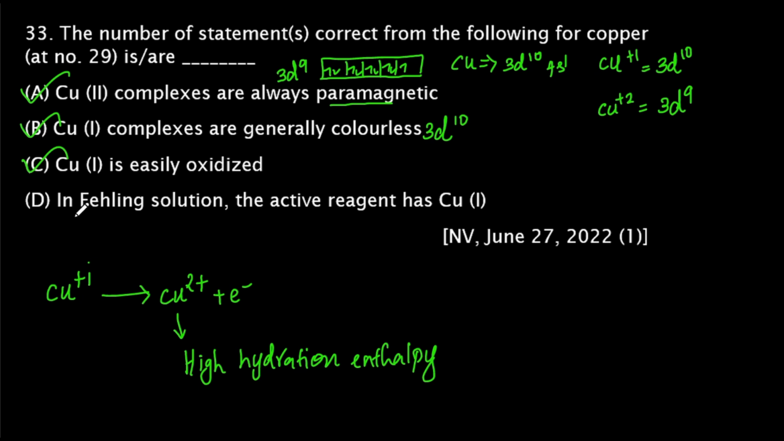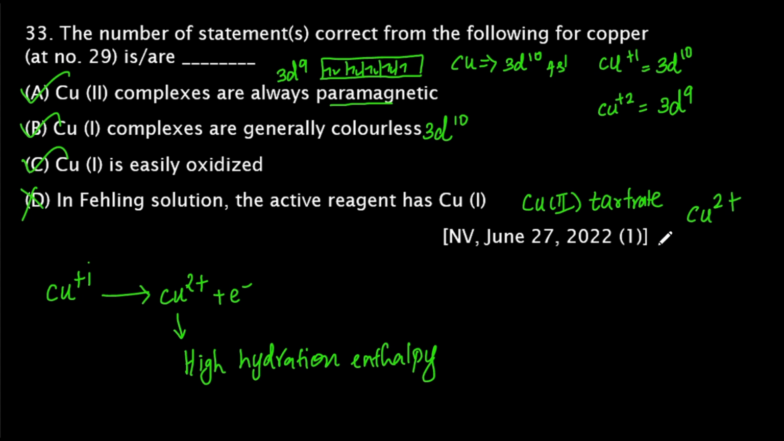Then going to the last statement: in Fehling solution, the active reagent is Cu1. This statement is wrong. In Fehling solution, the active reagent is copper tartrate. In this copper tartrate, copper is present in +2 oxidation state, so only Cu2+ ions are present.